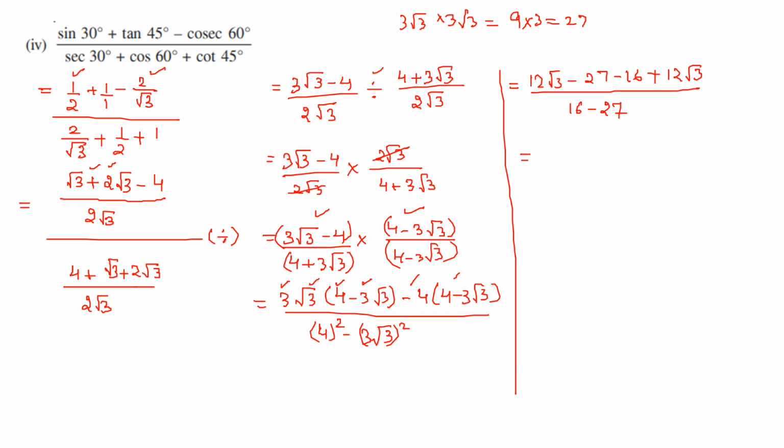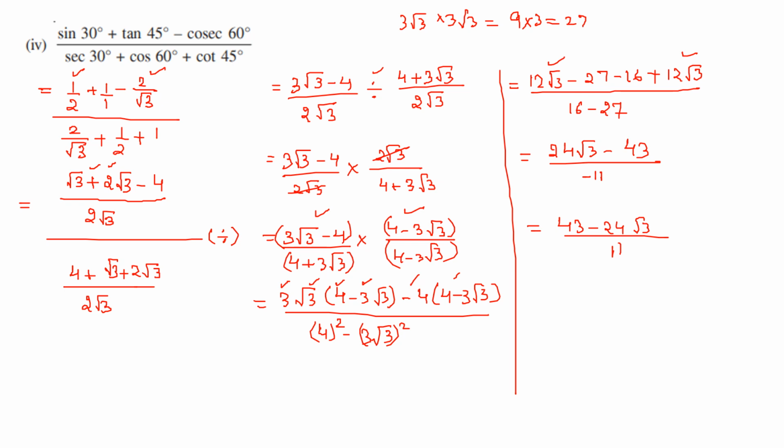Now next, 12 root 3 plus 12 root 3 will give me 24 root 3, and minus 27 minus 16 will give me minus 43. 16 minus 27, if you subtract, you will get minus 11. Now the denominator is having a negative number. So multiply by minus 1 on both numerator and denominator. So it will become 43 minus 24 root 3 by 11. So this is your answer.